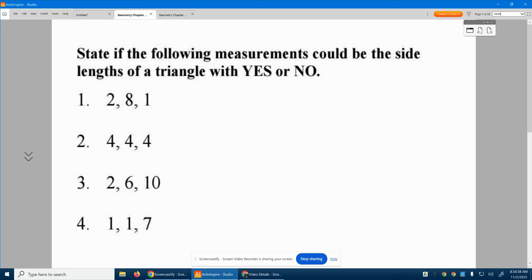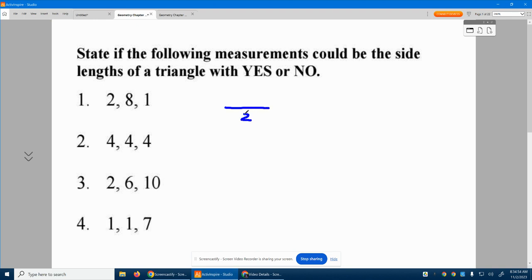All right, 1 through 4, it says, state if the following measurements could be the side lengths of a triangle, with yes or no. So, in other words, say yes, they could be, or no, they can't be. So, let's look at number 1. It has one side of 2 and the other side of 8.